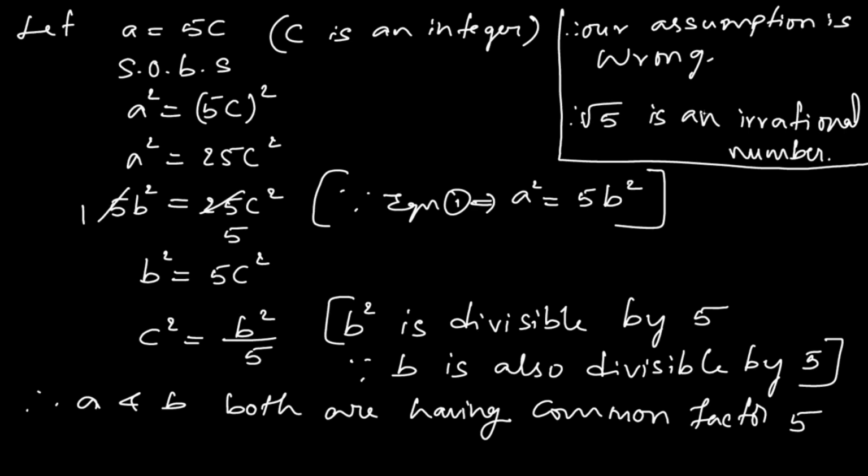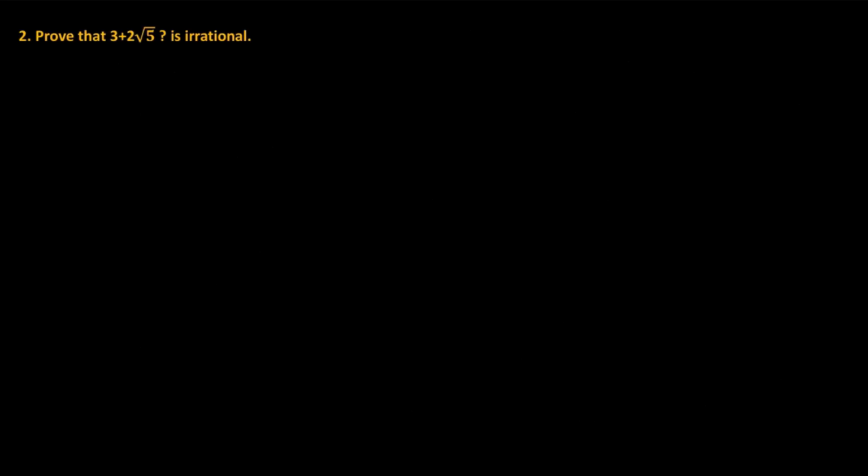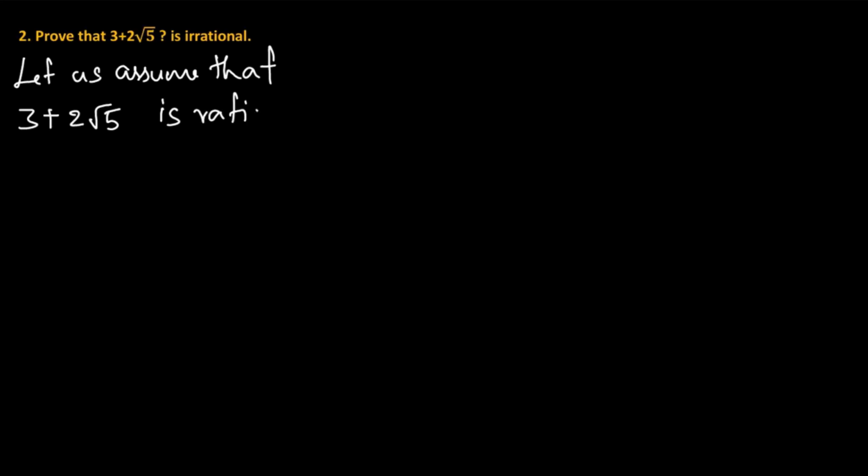Let's go to the next question. Prove that 3 plus 2 root 5 is irrational. So same procedure. Let us assume that 3 plus 2 root 5 is rational. If it is a rational number, definitely it is in the form of a by b. Directly I am writing this time: 3 plus 2 root 5 is equal to a by b.